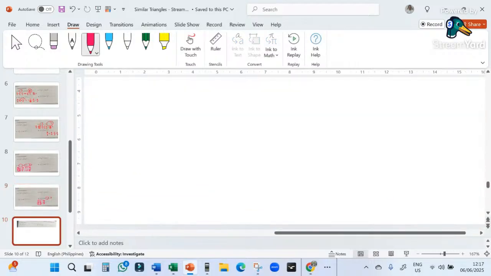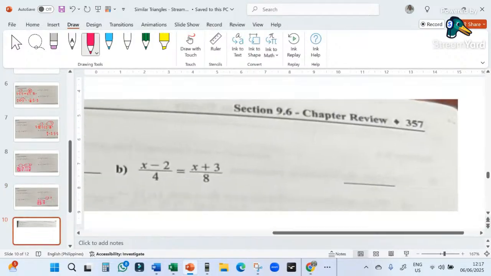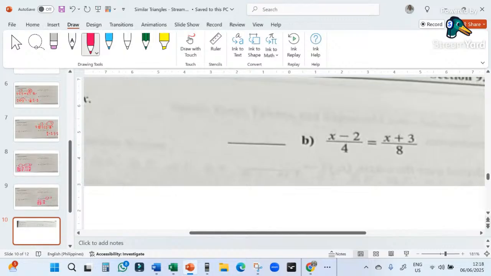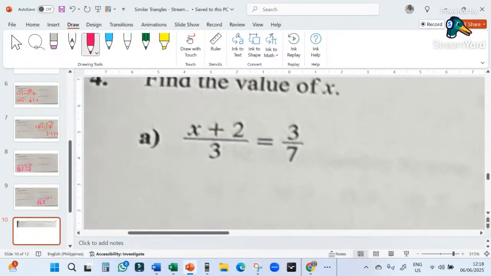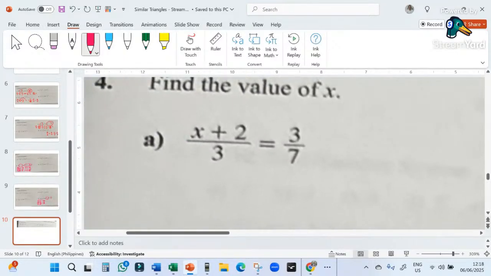Okay, now we move on to the next slide. For the next slide, it's all about finding the value of x from ratios. Now, there is what you call a shoot method.